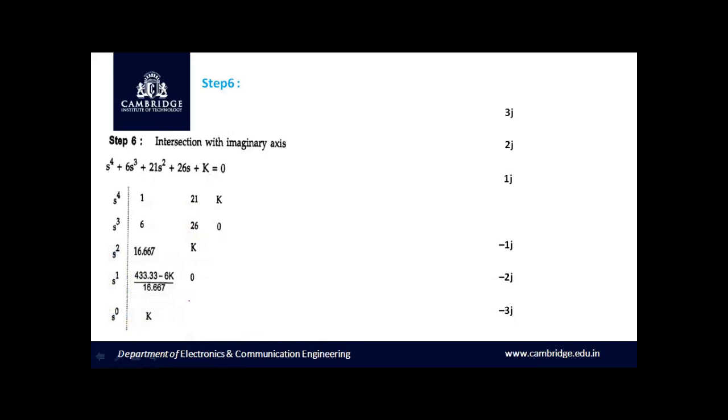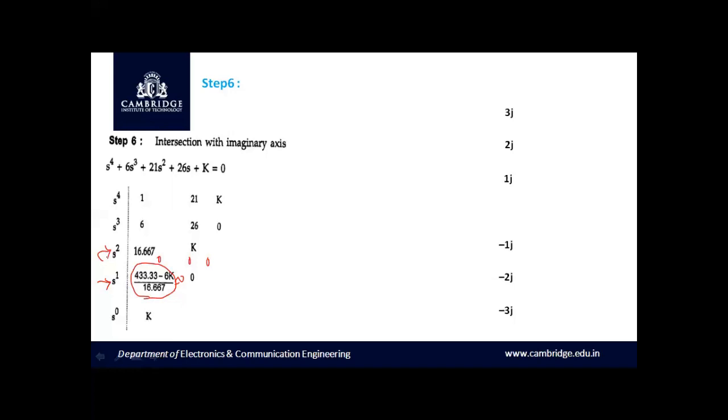Now to find k margin, we know the procedure. We have to equate the s to the power 1 row, first element, equal to 0, which means that we have to make the s to the power 1 row a complete 0 row. If it is a complete 0 row, it results in special case 2 of the Routh criterion, for which we take the previous s to the power 2 row as an auxiliary polynomial. If we simplify the roots of the auxiliary polynomial, we get the location of the roots on the imaginary axis, which is making the system marginally stable.